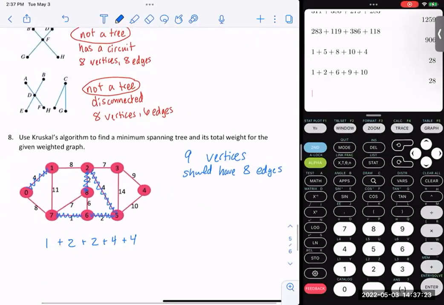So let's see, so far I've included 5 edges: 1, 2, 2, 4, and 4. Do I have any 5s? Not seeing any 5s. I have a 6. Is it okay to include the 6?